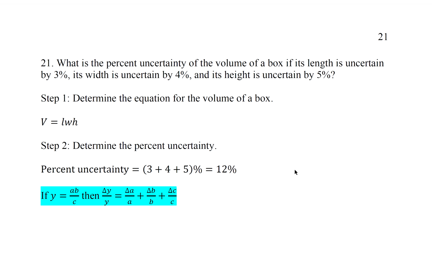Question 21, what is the percent uncertainty of the volume of a box if its length is uncertain by 3%, its width is uncertain by 4%, and its height uncertain by 5%? This is what we get here. By using the equation, we just add up the uncertainties.